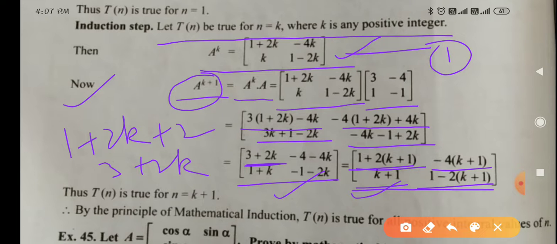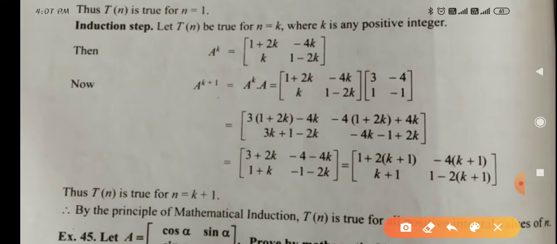When you simplify it, it will give minus 1 minus 2k. So now, last step, you make the comparison. Here you can see, here k was there, here k plus 1; here also minus 4k, minus 4k plus 1, here k plus 1; here minus 1 minus 2k, 1 minus 2 into k plus 1. So in place of k you have brought k plus 1.